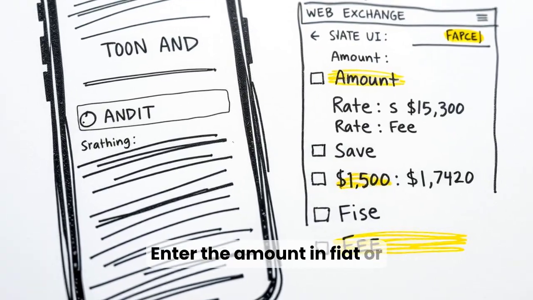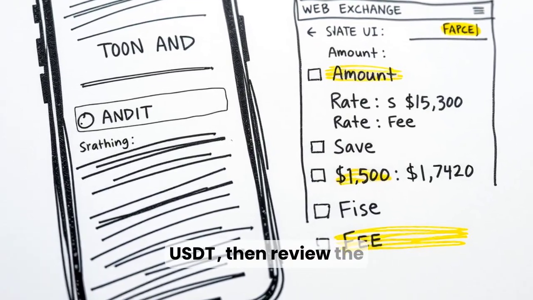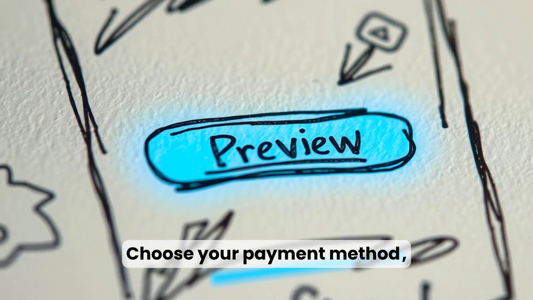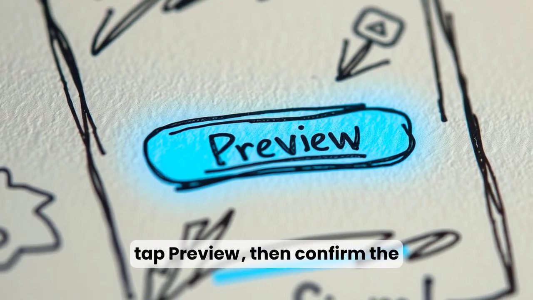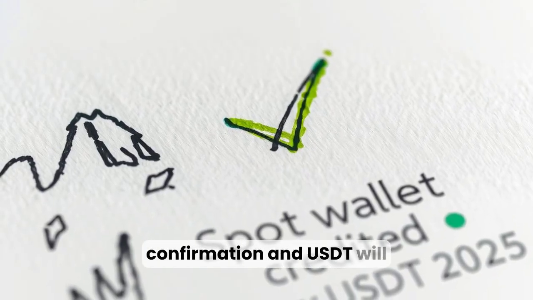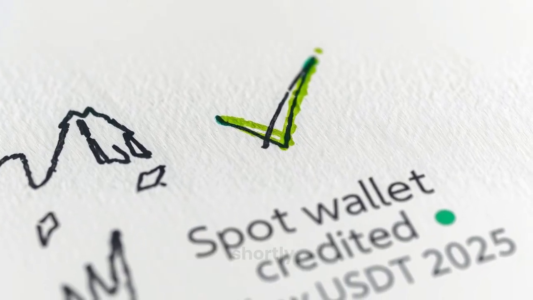Enter the amount in fiat or USDT, then review the displayed exchange rate and fees. Choose your payment method, tap Preview, then confirm the purchase when ready. You will see a success confirmation and USDT will appear in your spot wallet shortly.